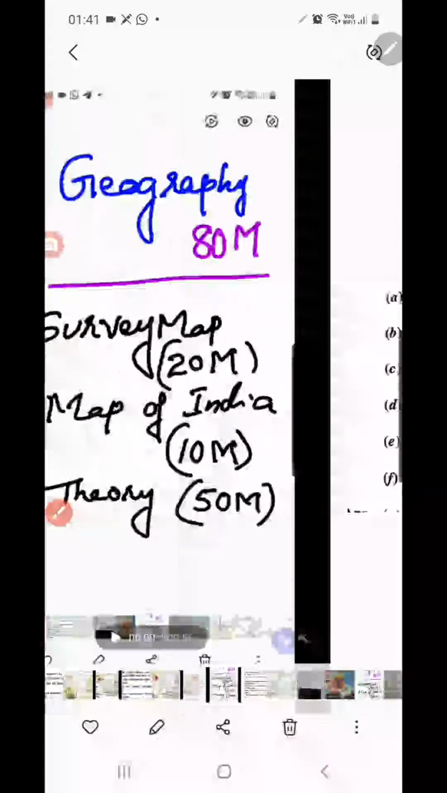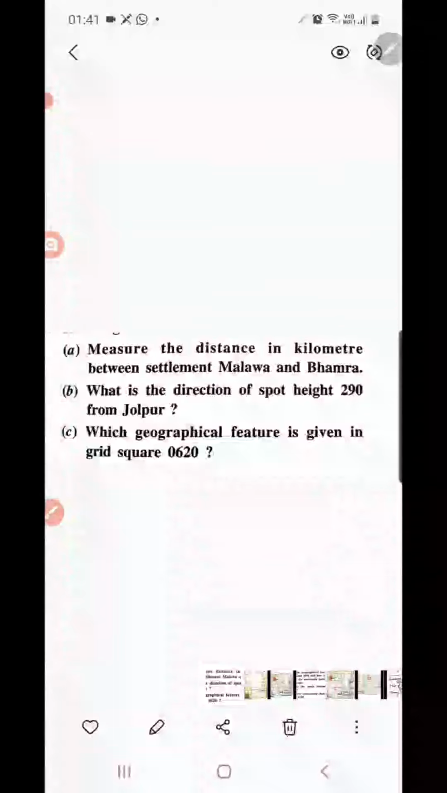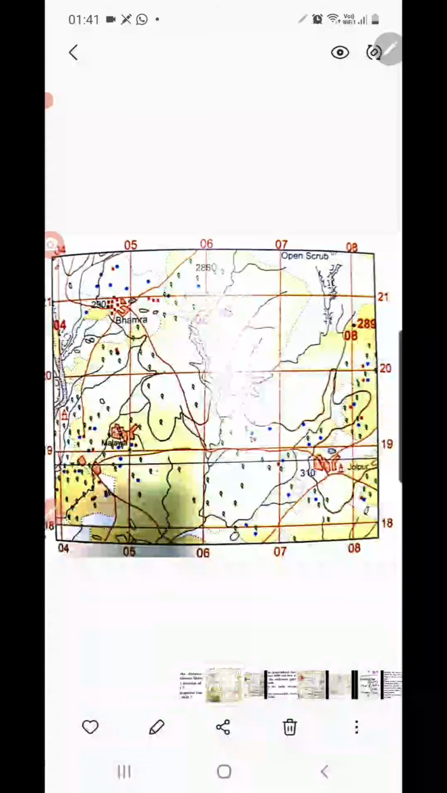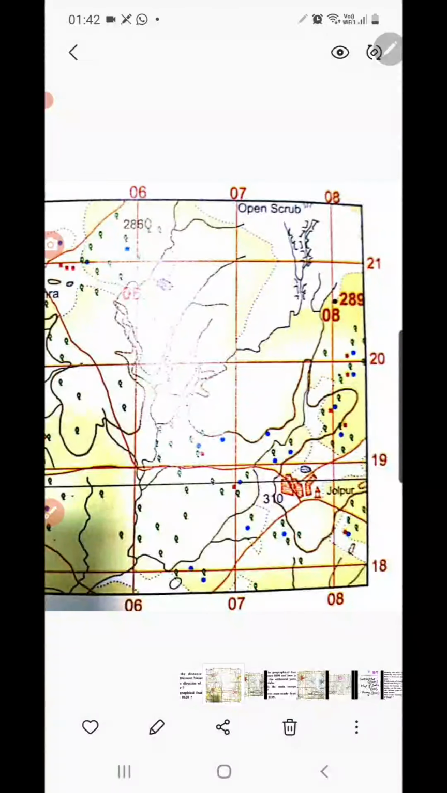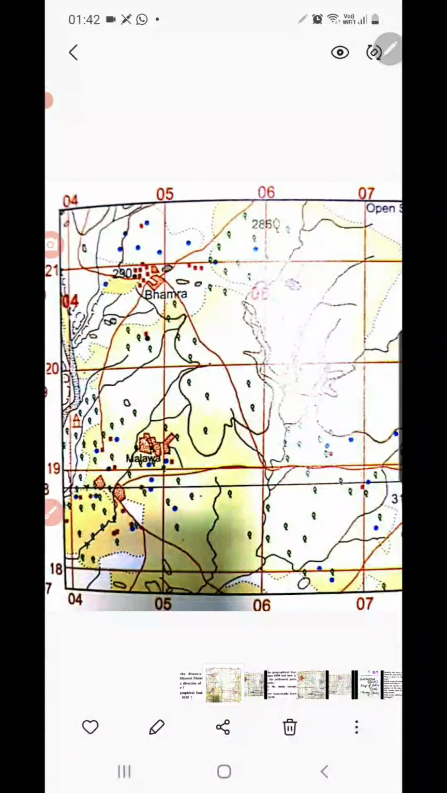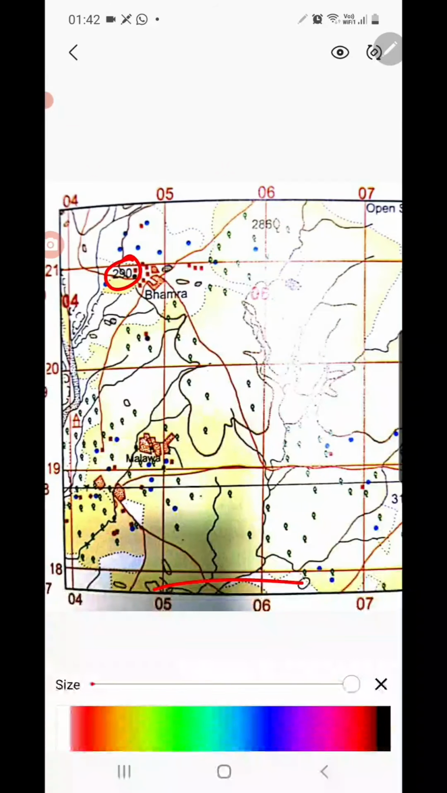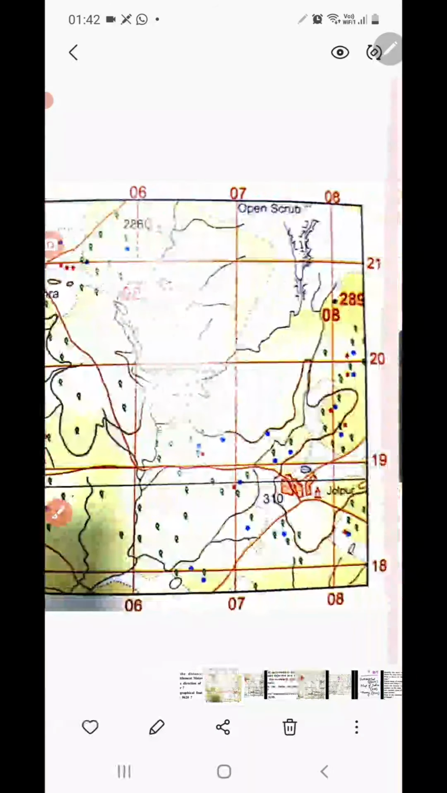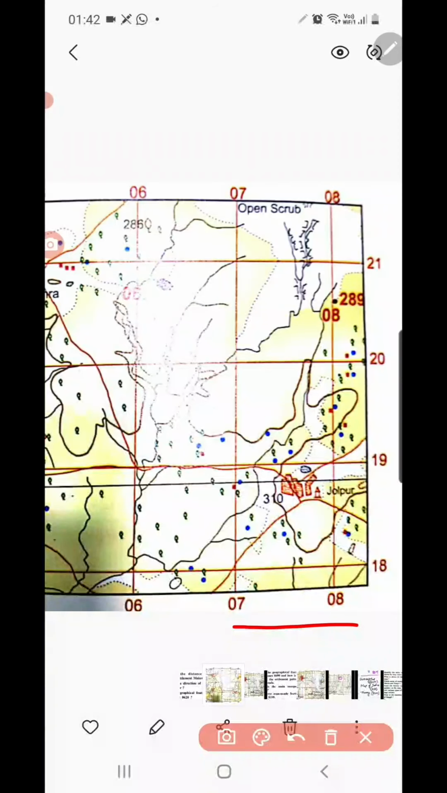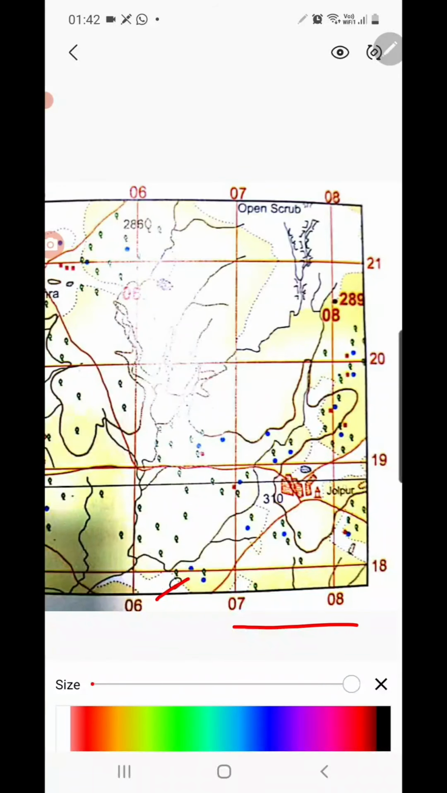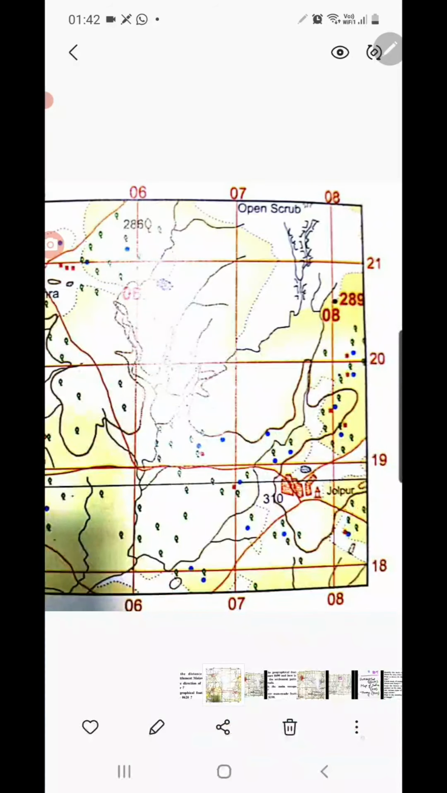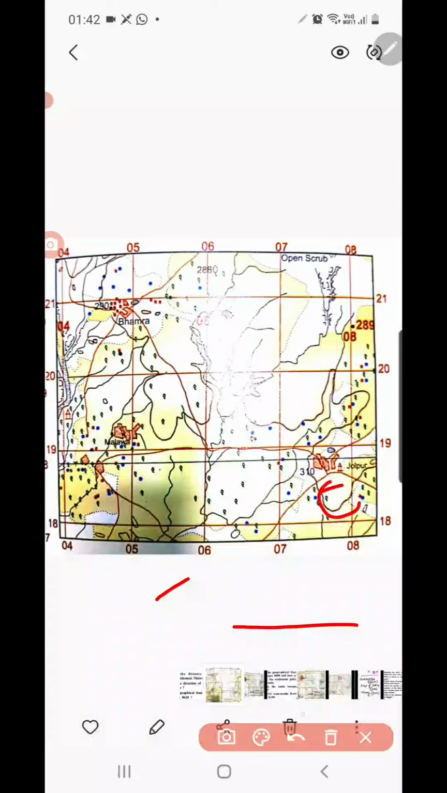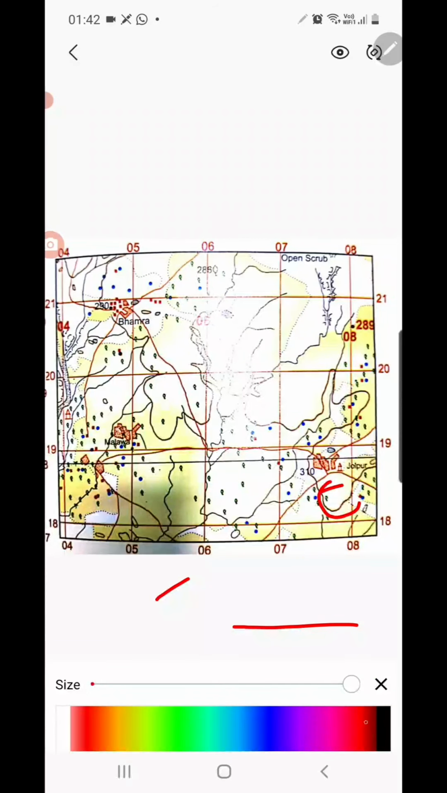What is the direction of spot height 290 from Jolpur? Where is the spot height 290? Yes, you can see here. This is 290. And where is the Jolpur here? This is the Jolpur. What is the direction now? Easily you can make out.